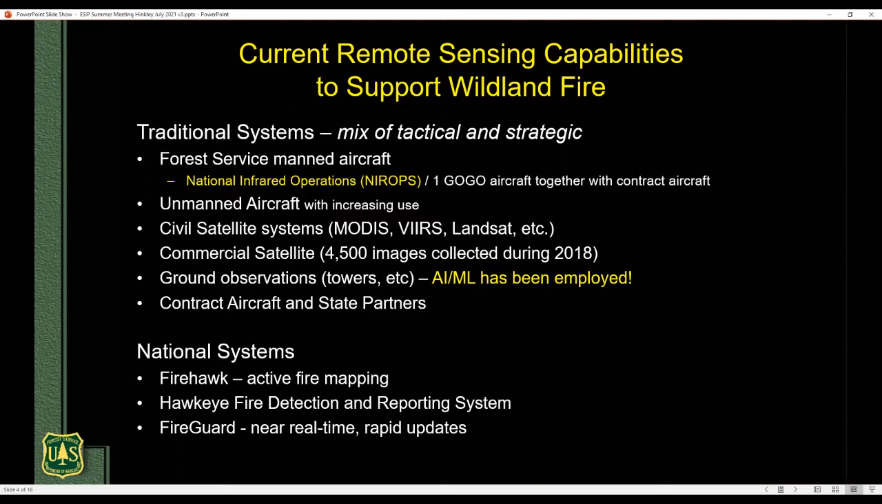We also have contract aircraft and state partners that fly with us. And then we have our national systems, which are our classified assets. We have several programs: Firehawk, active fire mapping, which we've been doing for 25 years; the Hawkeye fire detection and reporting system; and FireGuard, which is a more recent program for near real-time rapid updates. And that's become a very, very important program in these really dynamic fires that we're seeing.